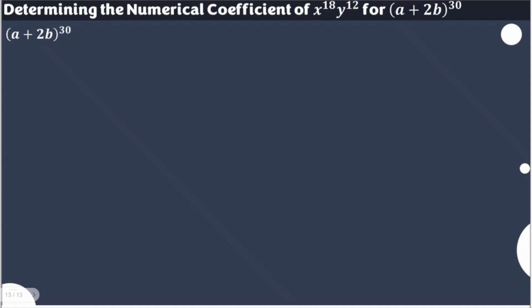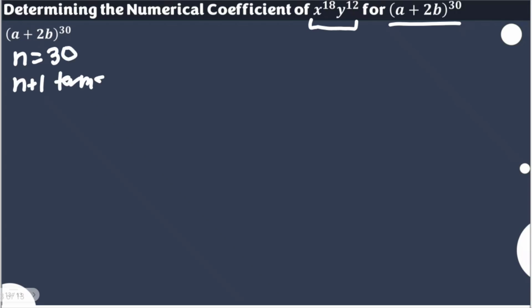This is another example of determining the numerical coefficient of a given term with this literal coefficient for the expansion of a plus 2b with the exponent n equal to 30. You can use the actual expansion, but you would need a lot of terms. For n equal to 30, you will have n plus 1 terms. In short, you will need 31 terms here, and that's for the expansion alone.